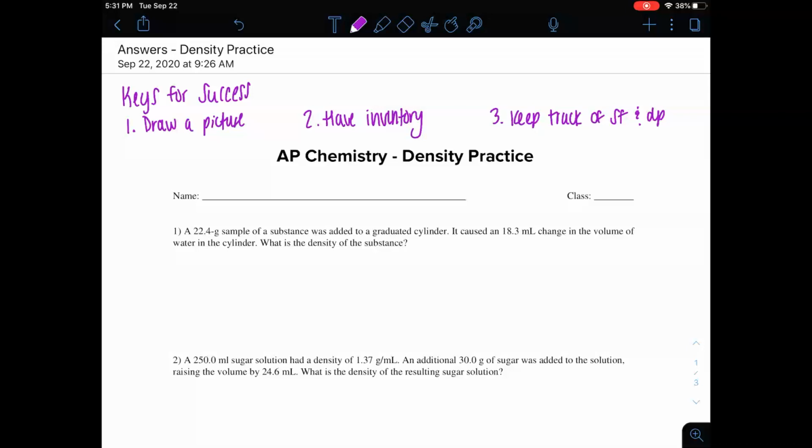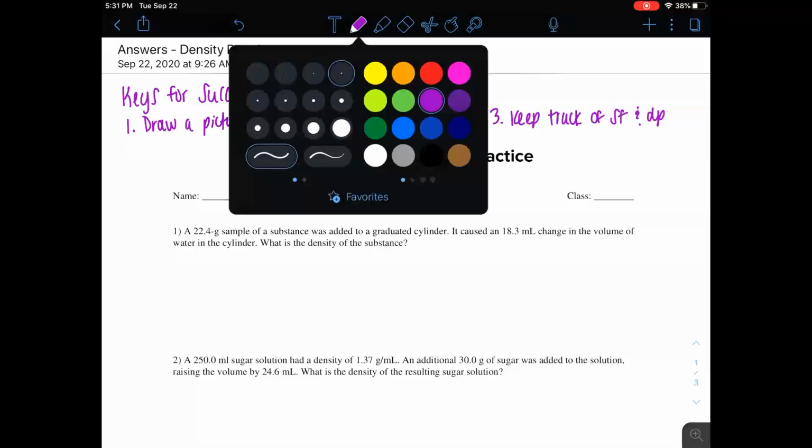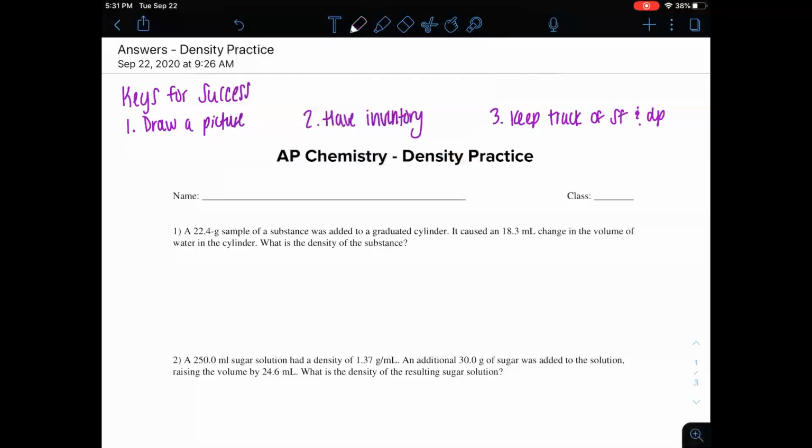Now I'm going to walk you through these problems. I'm going to follow my own keys for success here, and I apologize, I'm going to use a bunch of colors. That's just how I keep track of different things.